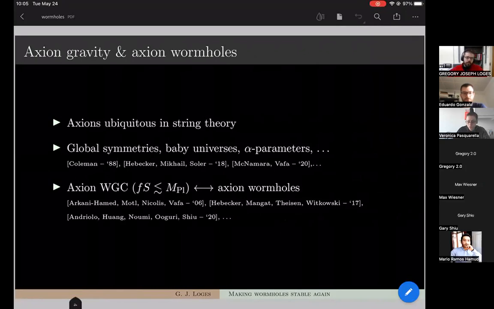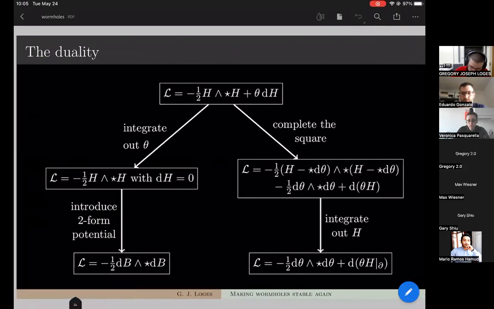Axion wormholes play a special role in the axion weak gravity conjecture. They play the role analogous to black holes in terms of setting this order 1 parameter in the inequality. And so we're motivated to try and understand these classical solutions a bit more thoroughly. One of the steps in doing that is to understand whether it's perturbatively stable. And that's the question I will try and answer.